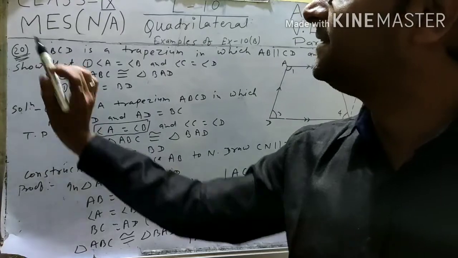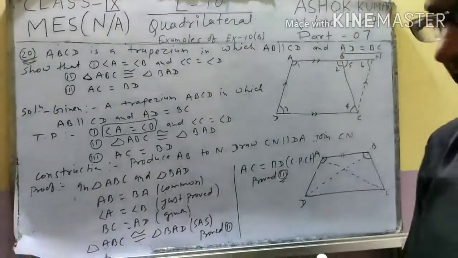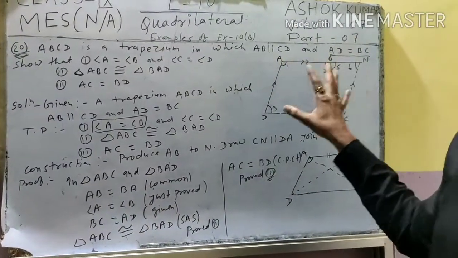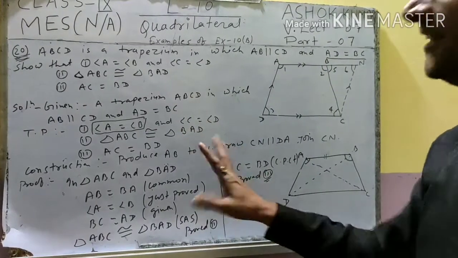Okay student, I hope you will understand question number 20. Question number 20 is a very lengthy question, but if you have the logic clear, then the question is very easy.